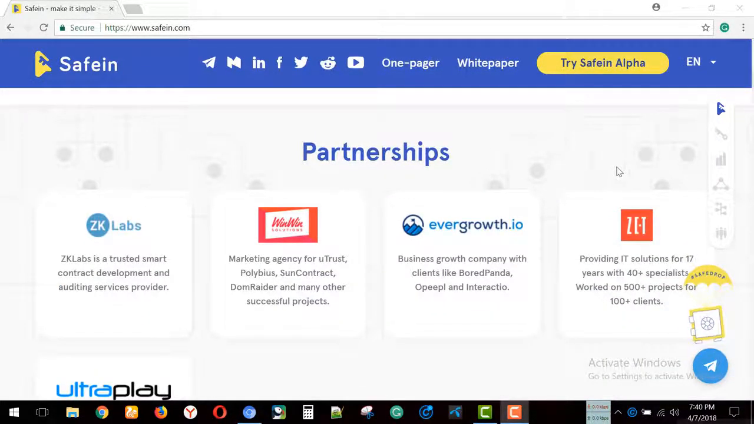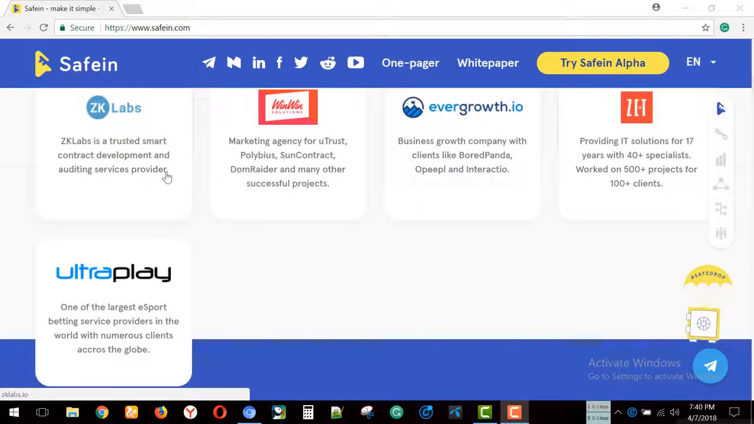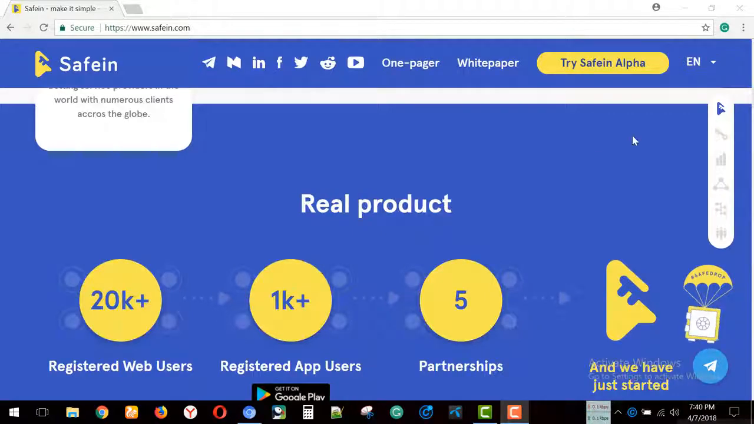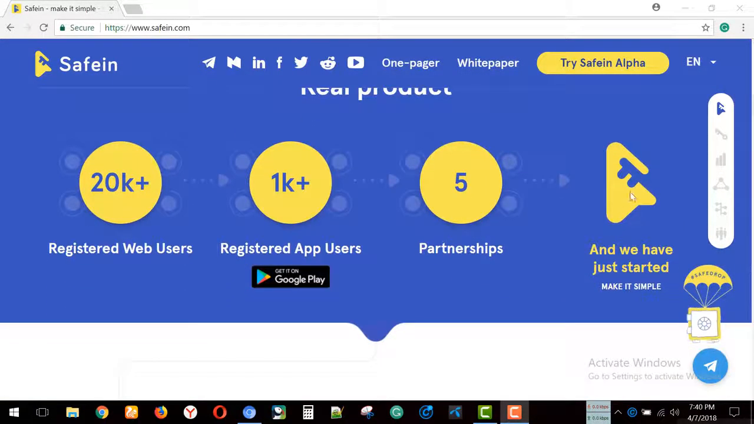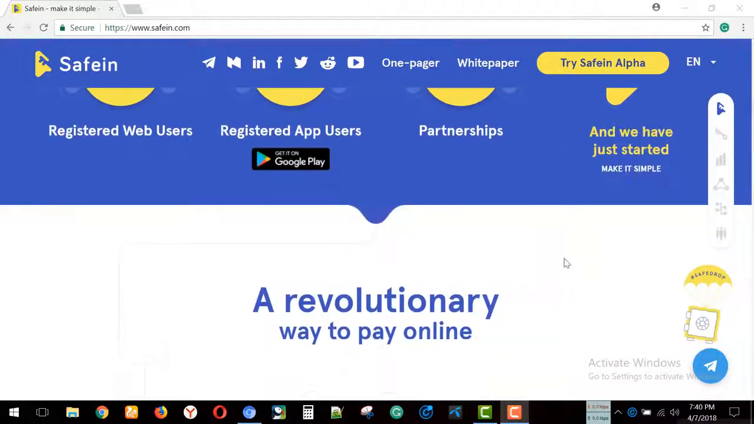The project actually has so many partners. These are the partners of this project who are already very skilled. They are working in different market segments, they are successful partners, so they are going to make this project successful. And after that, see, these are about a real product, which shows that they have 20,000 plus registered web users, and 1,000 plus registered app users, and then 5 partnerships which I have already shown you above. And this is going to be started just.